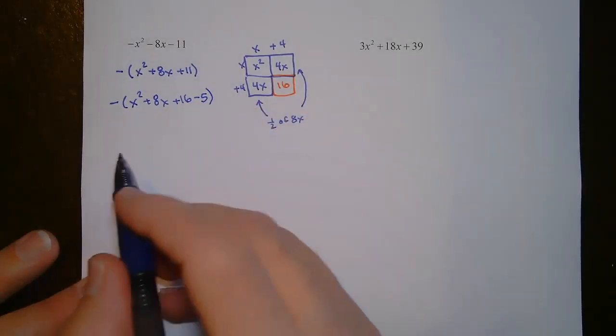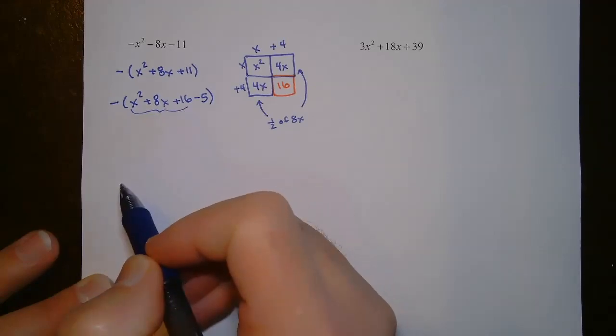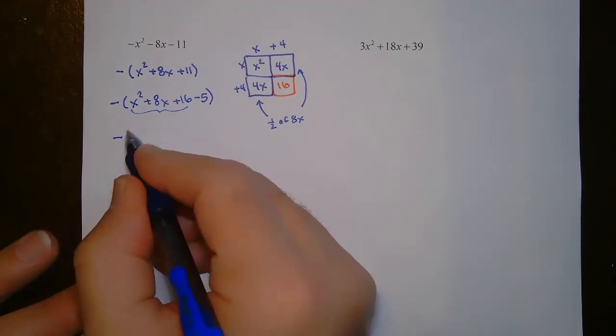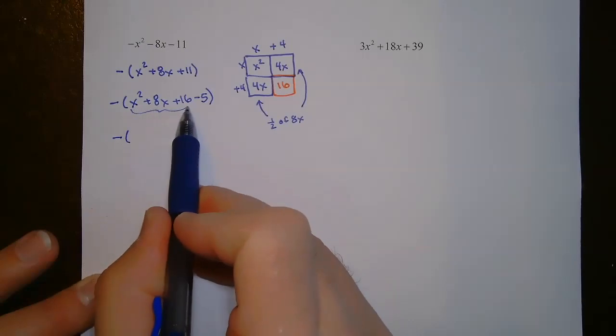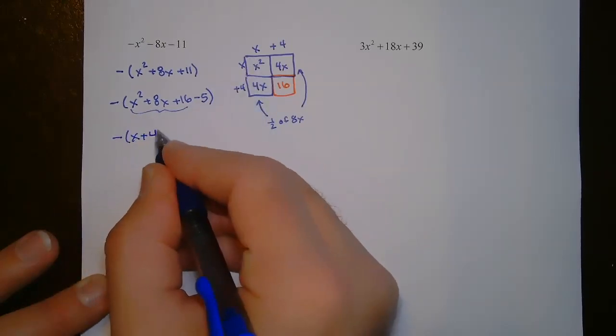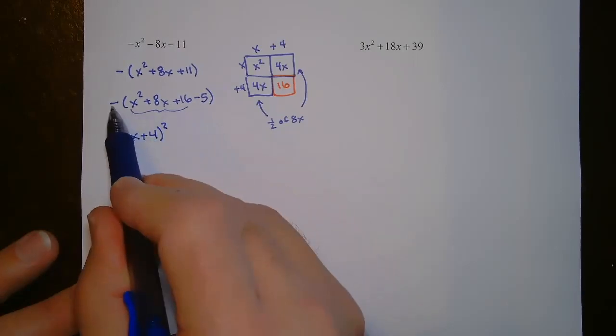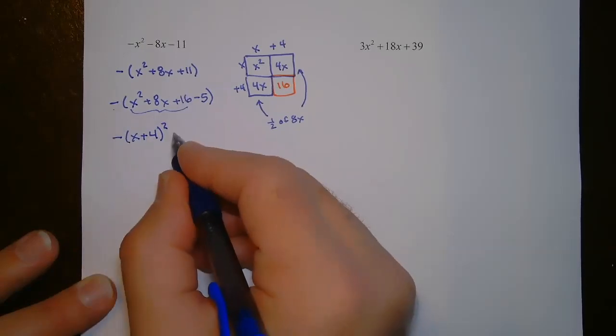Okay, so then these three terms right here are what's going to make the square, okay? So I have negative parenthesis, and this becomes x plus 4 squared. Now, this is minus 5, right? But I'm multiplying by a negative, so it actually makes positive 5.